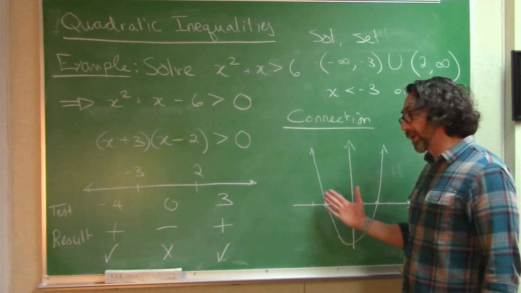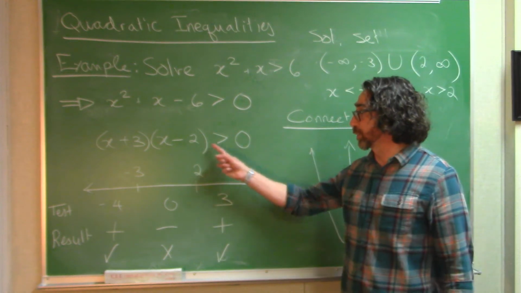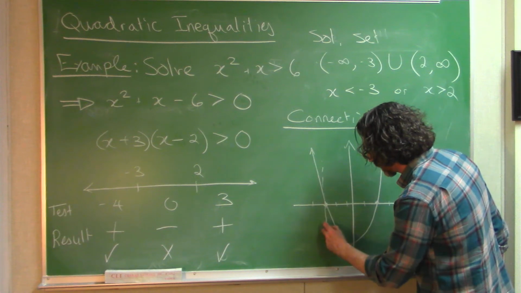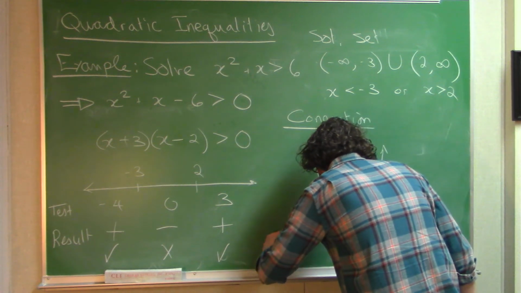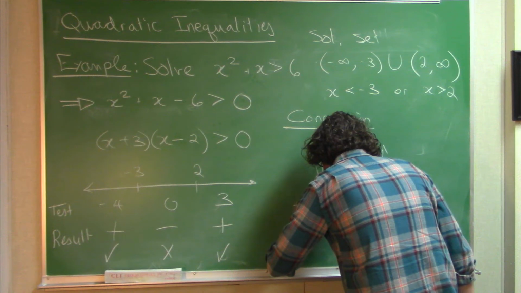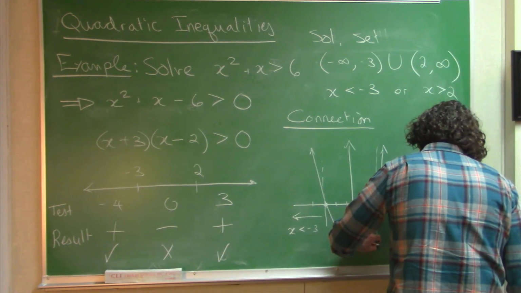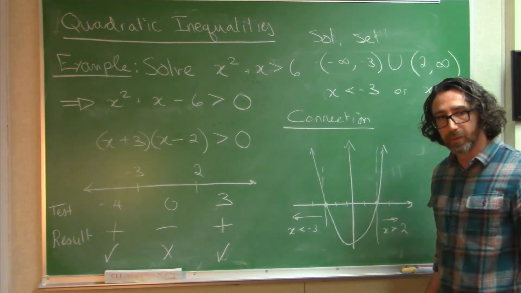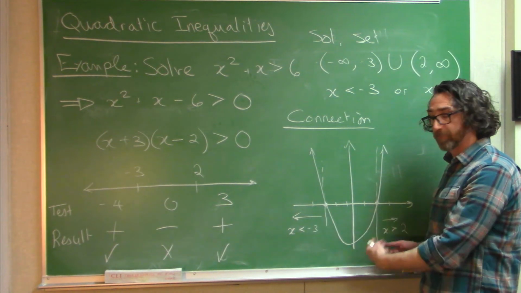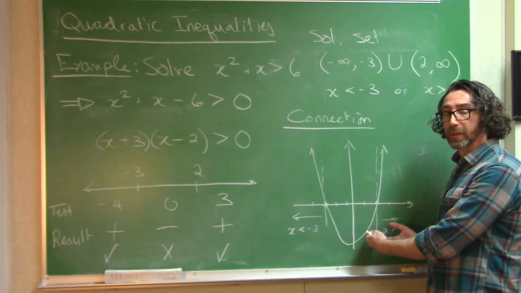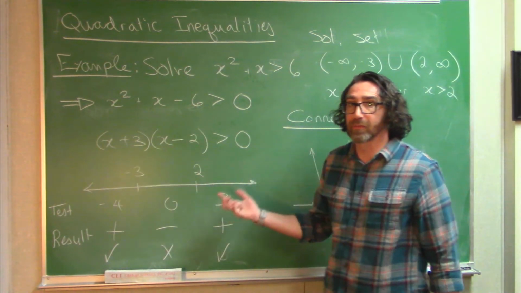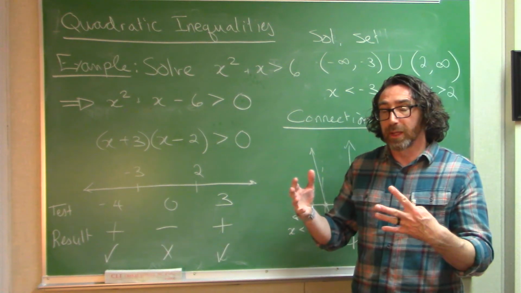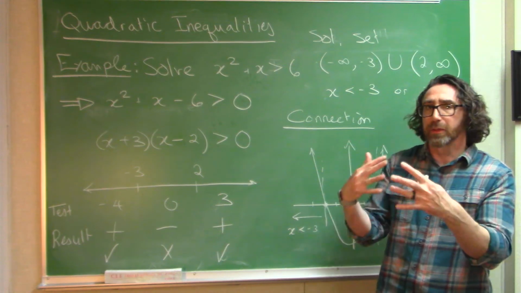All right, so where is this thing above the x-axis? Because that's what we want, greater than 0. Well, this thing is above the x-axis for this region right here, for the x values that are less than -3, and for this region over here, for the x values that are greater than 2. Between -3 and 2, the graph is below the x-axis because the expression is giving us negative numbers for those x values.